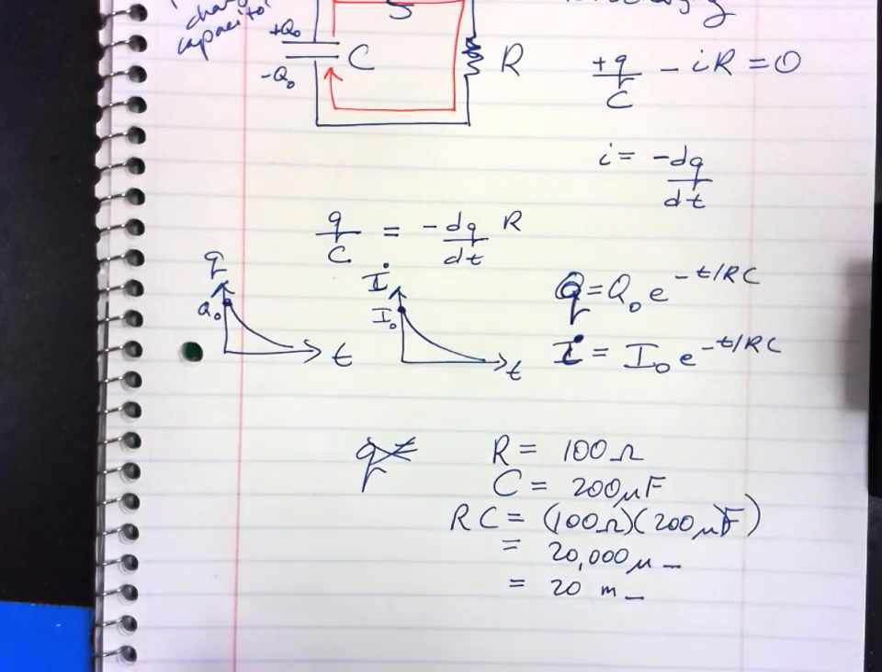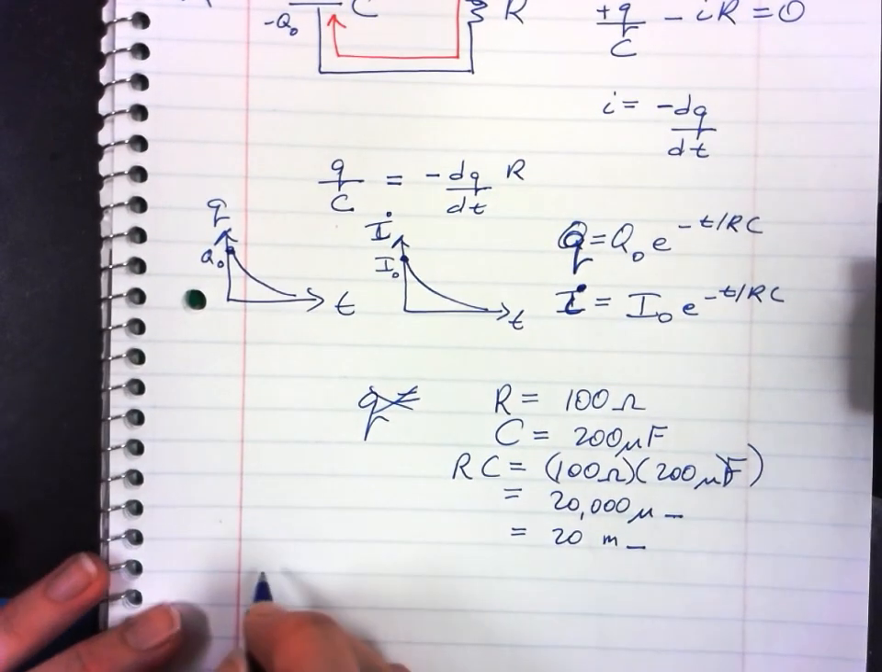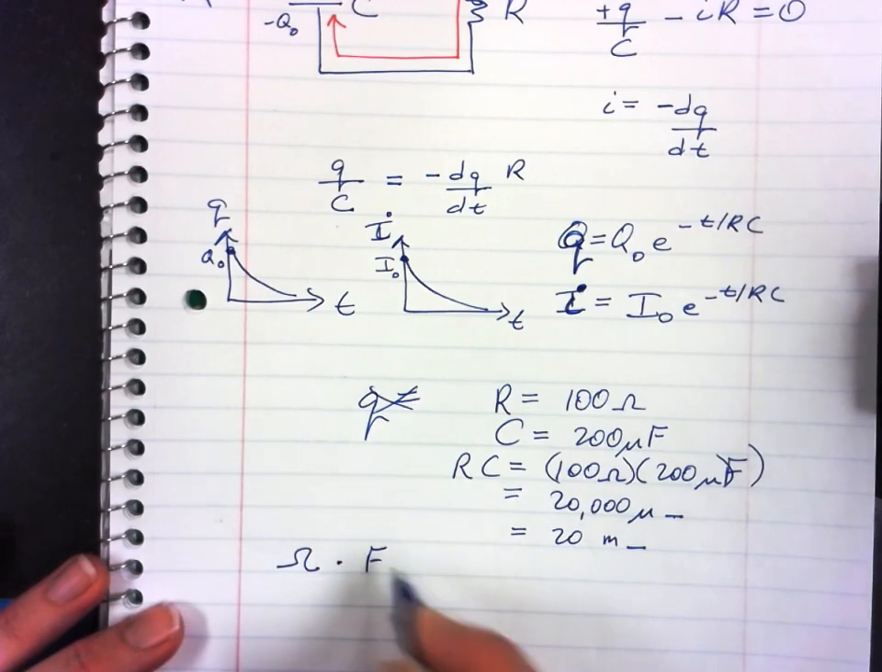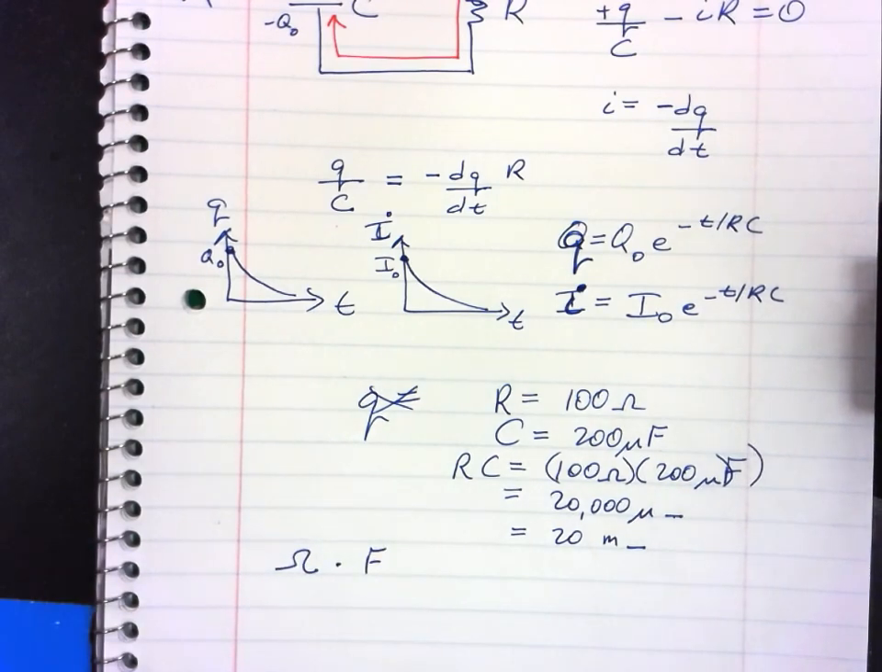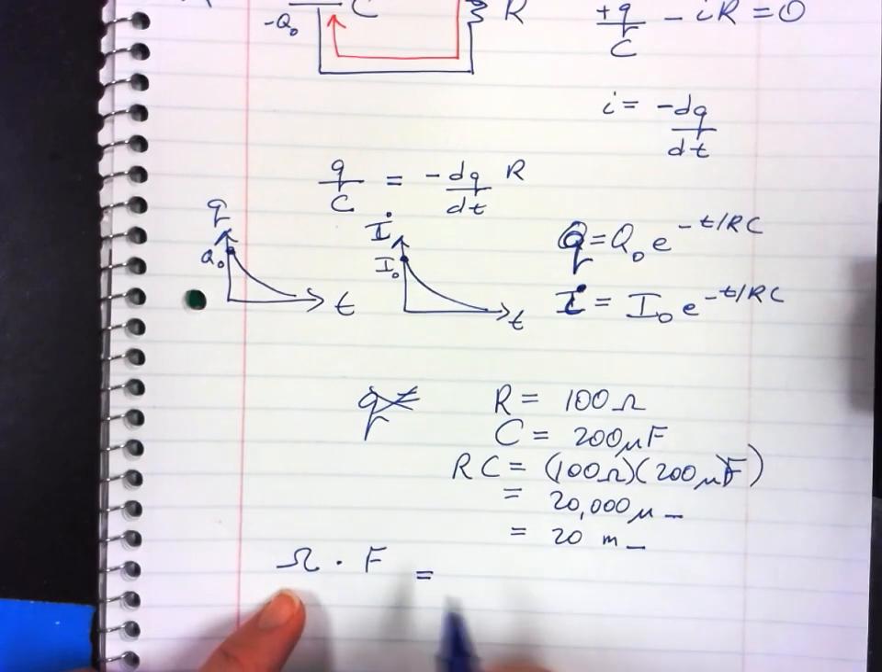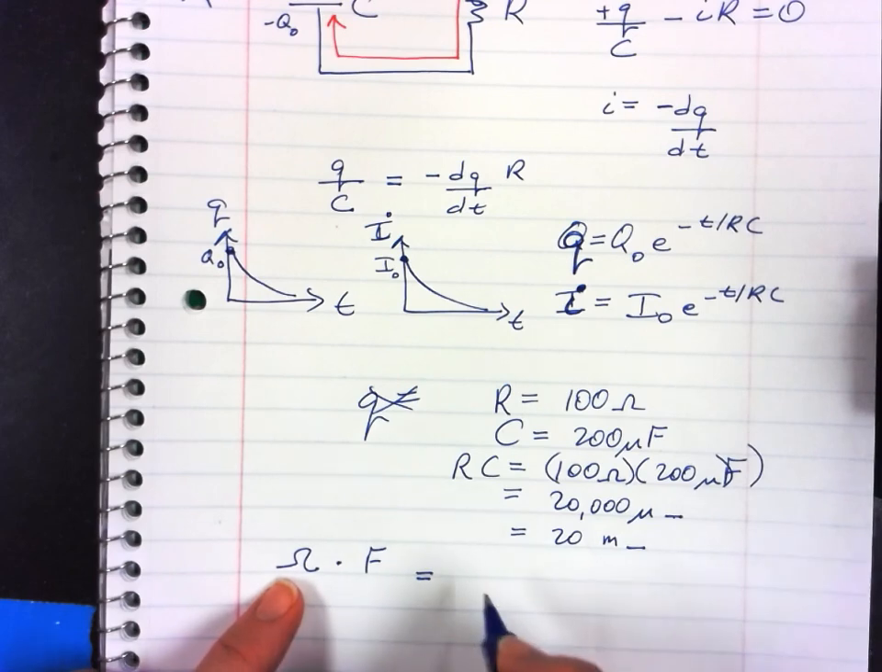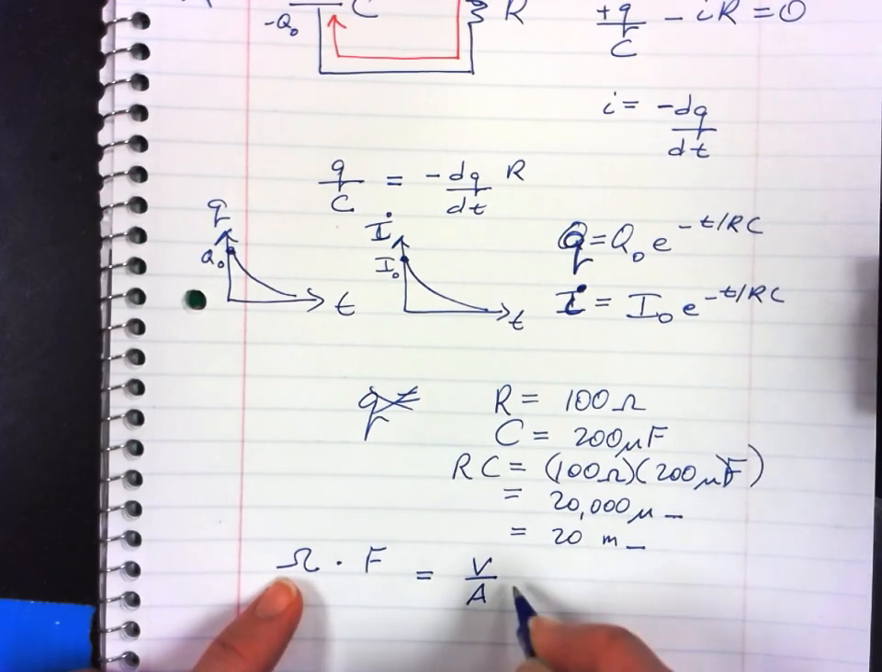So now let's deal over here. Let's go back to an ohm times a farad. No prefixes, I'm just doing units. An ohm came from resistance, which is voltage divided by current. So its unit is volts divided by an amp.